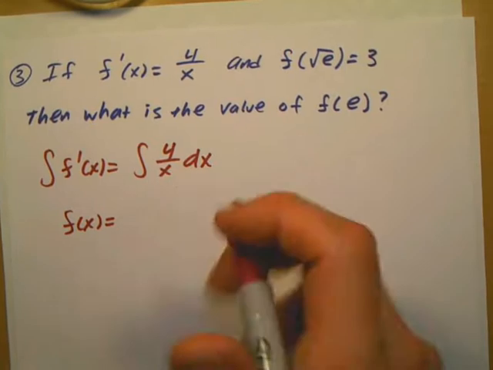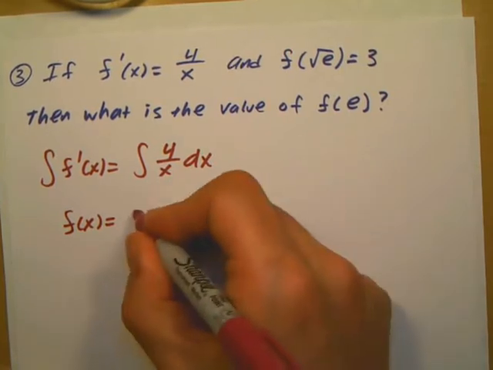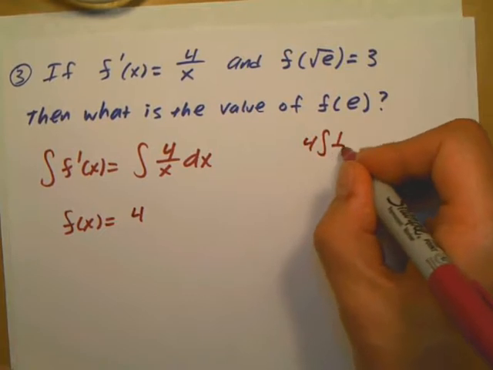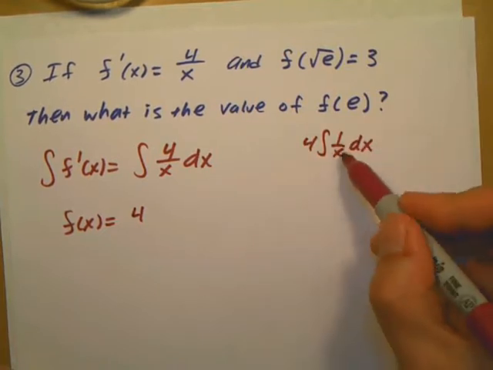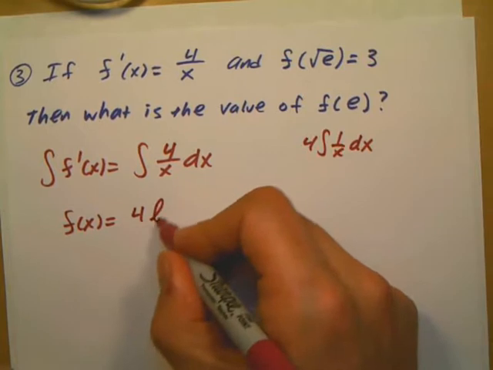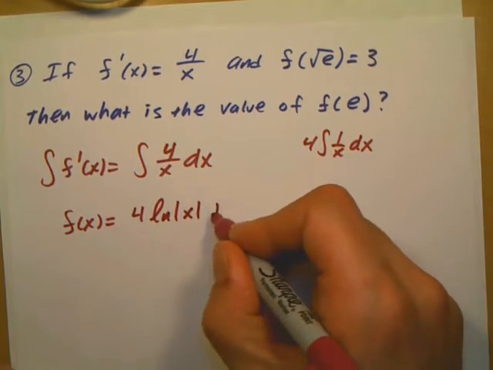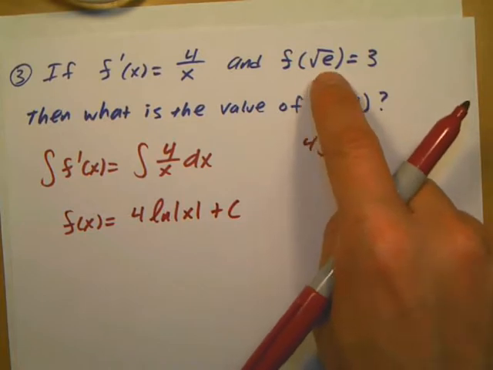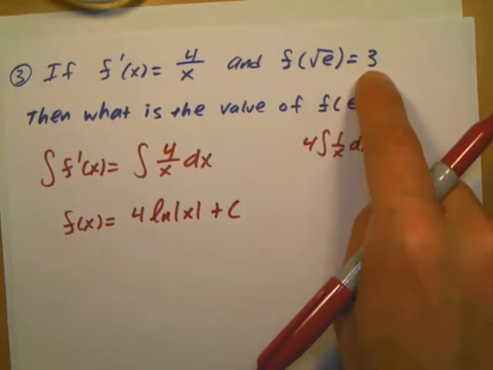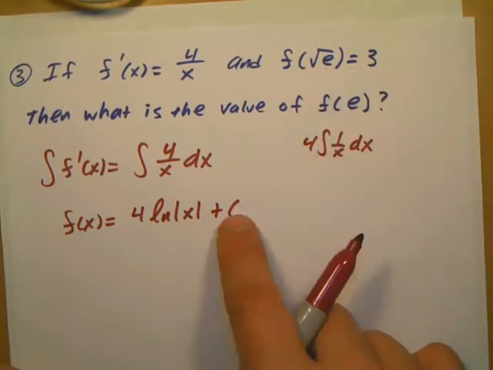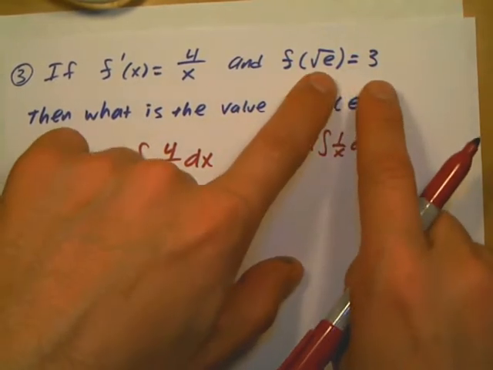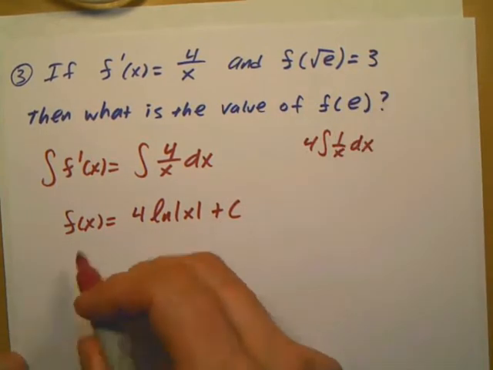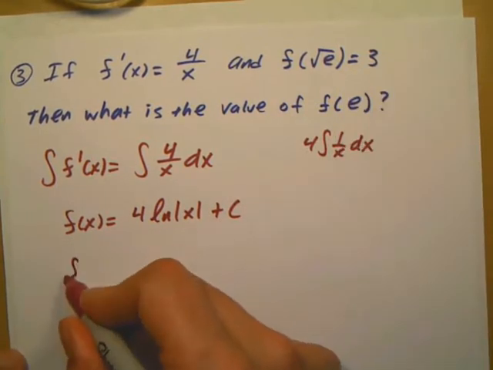So, antiderivative, this is just a constant, so I can take this 4 out, and what I would be left with is the integral of 1 over x dx. The antiderivative of 1 over x is ln absolute value of x, plus c. Now, they give us that the square root of e plugged into the function is equal to 3. So we're going to use this information to find the c value. So think of this as your x value, this as your y value, and you're going to use it to solve for c.